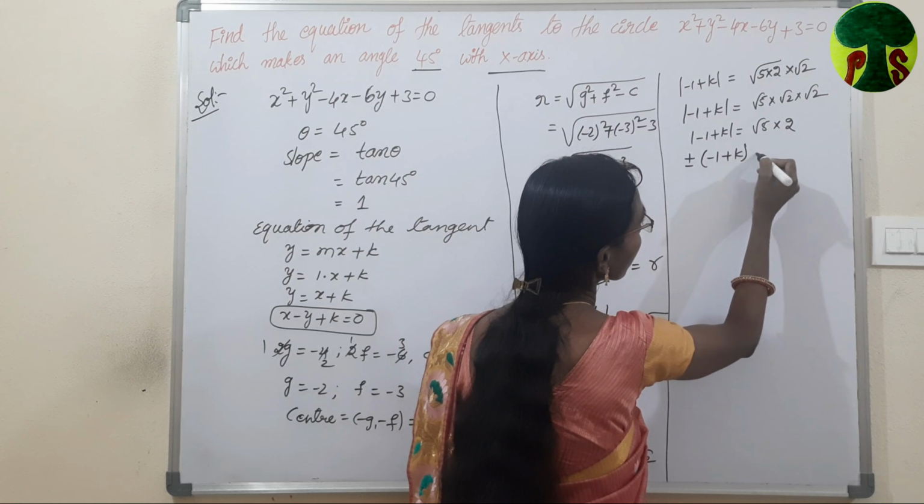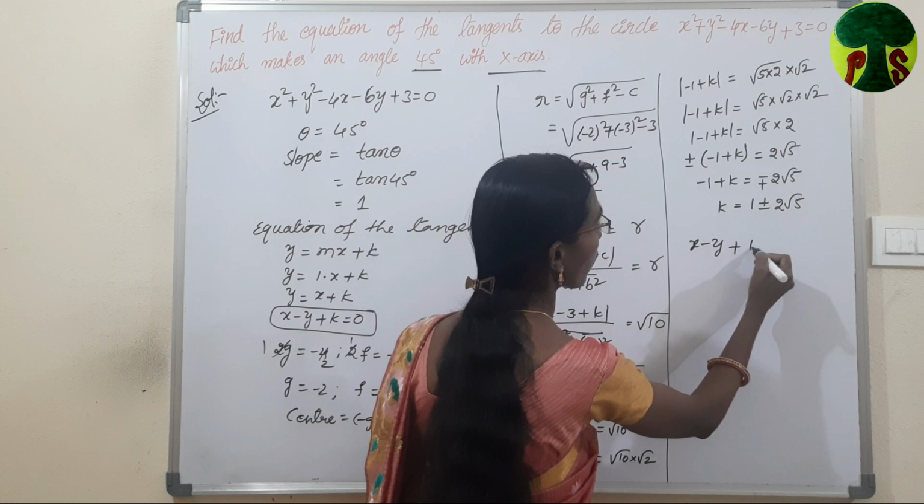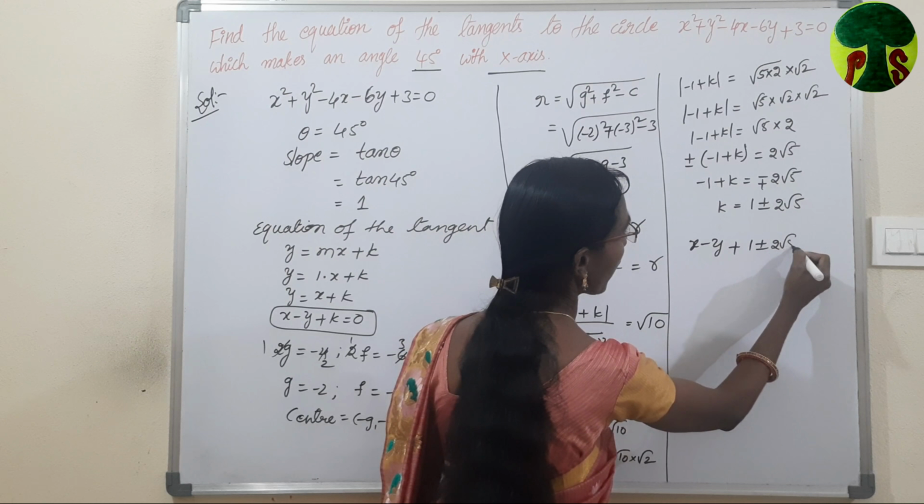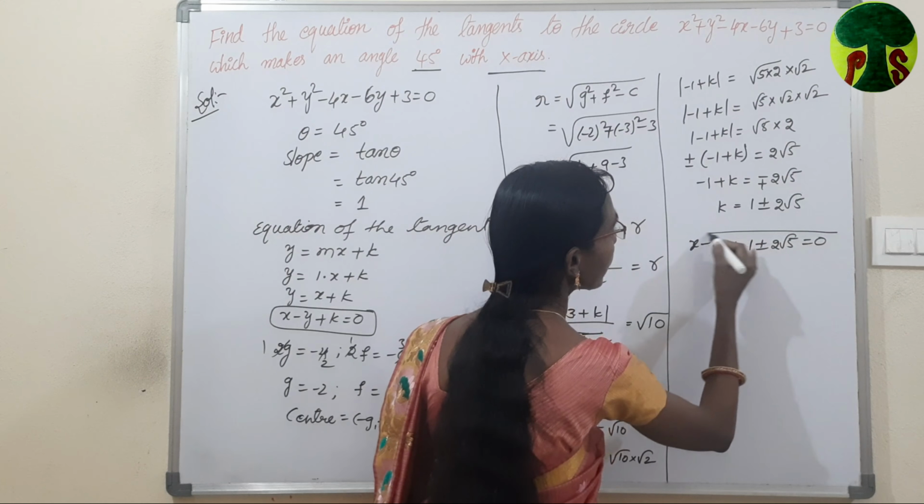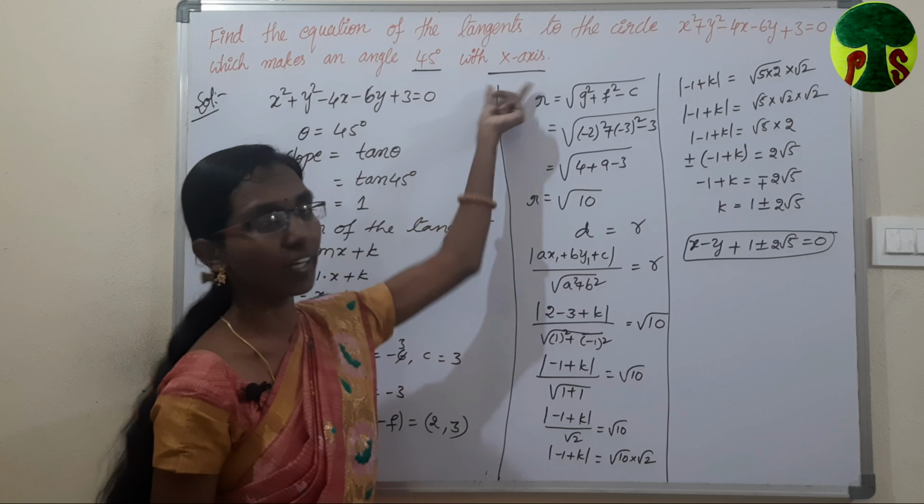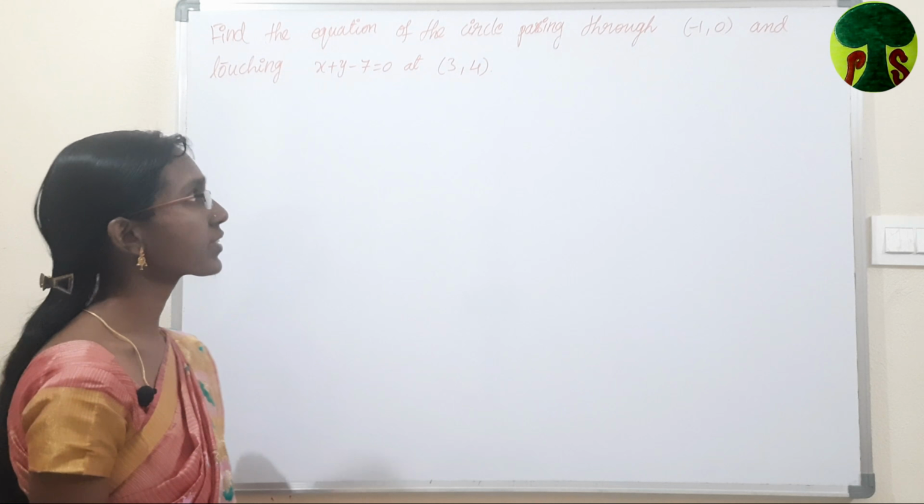Now we need to substitute k equals 1 plus or minus 2 root 5 in the equation of the tangent, that is x minus y plus k equals 0. Substitute there, then we will get the answer. x minus y plus 1 plus or minus 2 root 5 is equal to 0. These are the equations of the tangents to the circle which make 45 degrees with the x-axis. Let us solve another problem from this exercise.